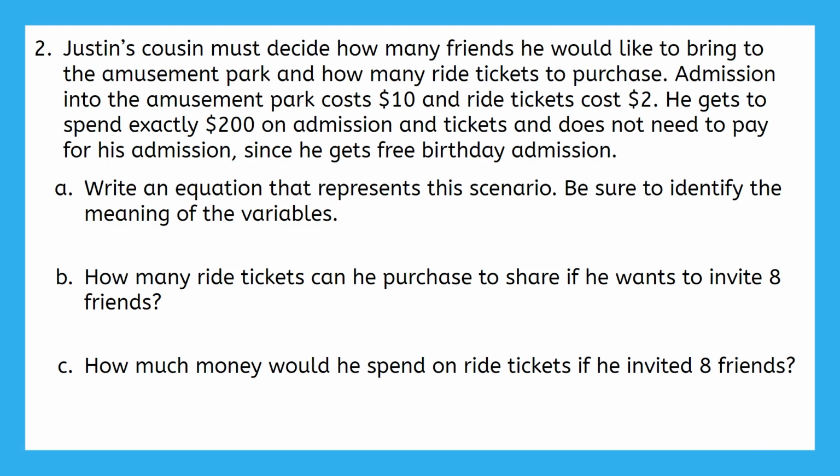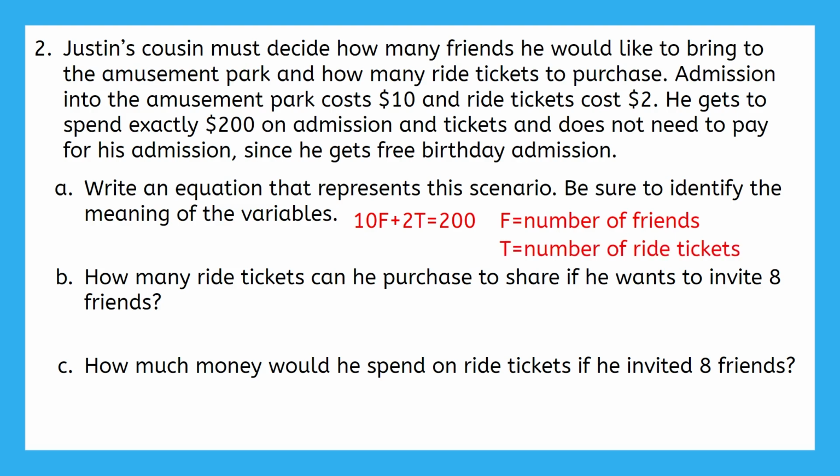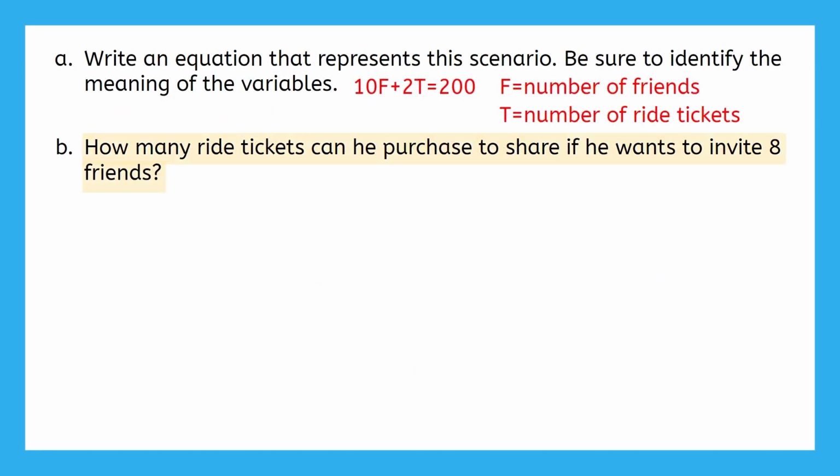The equation I use to represent this is 10f plus 2t equals 200, with f representing the number of friends he brings and t representing the number of tickets he can purchase for them to share. You did not need to use the same variables as me. As long as 10 is multiplied by your variable for friends and 2 is multiplied by your variable for tickets, you are all good. Now, moving on to part B, how many ride tickets can he purchase to share if he wants to invite 8 friends?